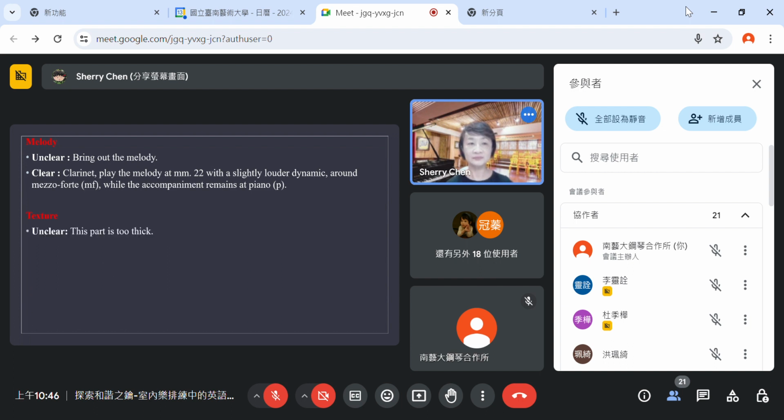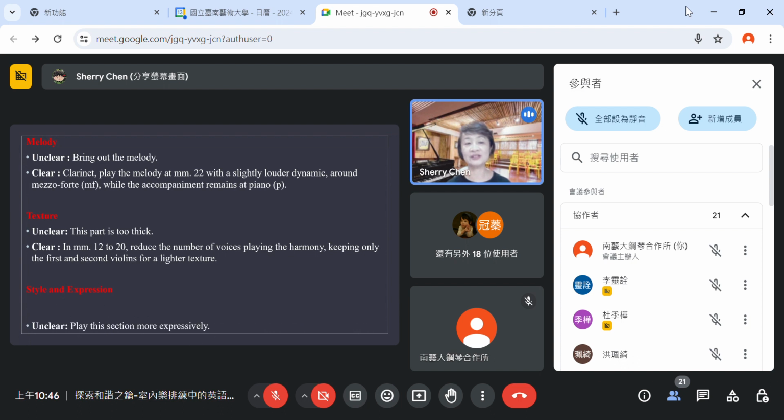Texture, the feeling of the whole phrase. This part is too thick. In measures 12 to 20, reduce the number of voices playing the harmony, keeping only the first and second violin for a lighter texture. So you reduce the texture, with only the first and second violin playing.